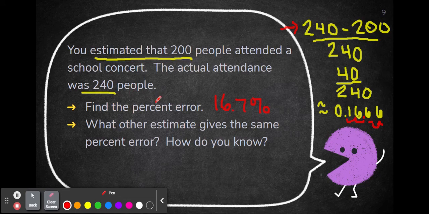However, you underestimated on this. You also could have overestimated by the same amount. If you overestimated by 40, instead of estimating 200, you would have estimated 40 greater than the actual amount, which would have been 280 people. That would still give you an error of 40, and the actual amount wouldn't have changed.